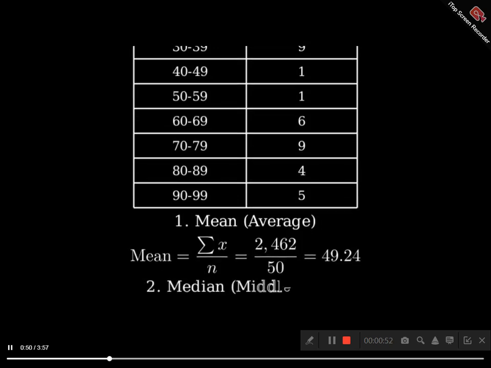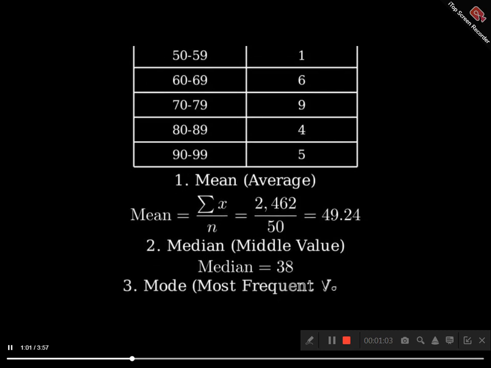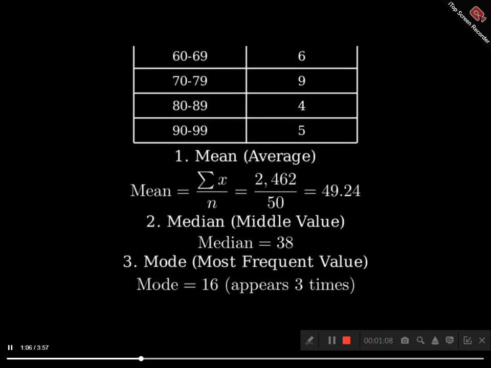For the median, we arrange the data in ascending order and find the middle value. With 50 values, the median is the average of the 25th and 26th values, which is 38. The mode is the value that appears most frequently. The value 16 appears 3 times, making it the mode.